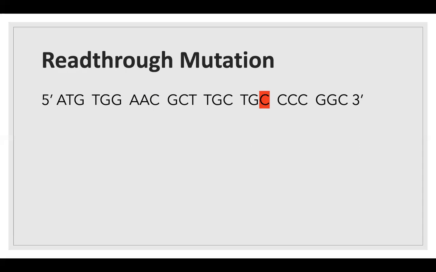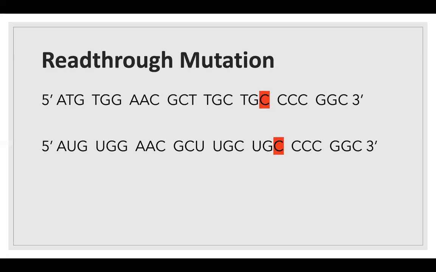Finally, a read-through mutation. An adenine was substituted for a cytosine, therefore this is a transversion mutation. Through transcription, this cytosine does not change. The stop codon was taken away and then translated into the amino acid cysteine. The longer protein chain makes this a read-through mutation since the stop codon was removed.